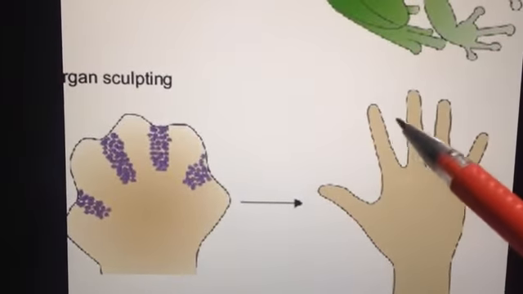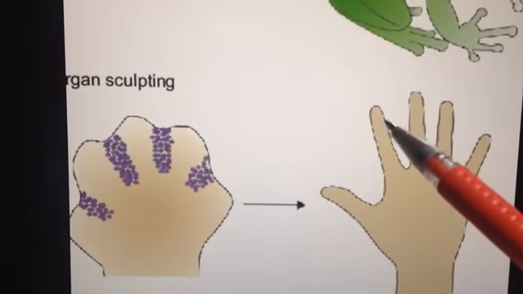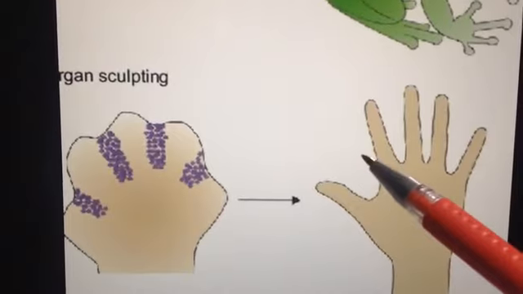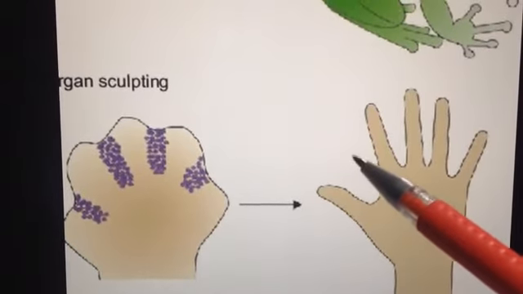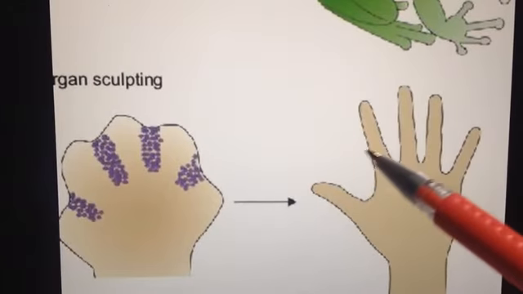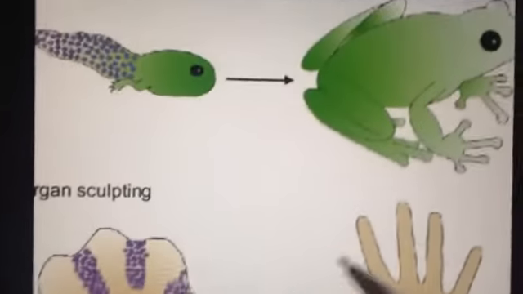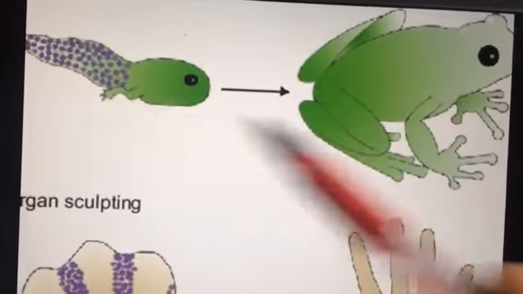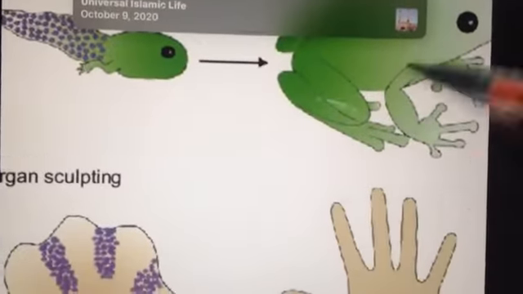Like this, in between these fingers, we have a lot of tissue here, a lot of tissue here, a lot of tissues here. So during embryonic development, when these cells undergo apoptosis, definitely we have these normal fingers like this. Also in the toad, the toad loses its long tail by this kind of apoptosis, right? So that is it.